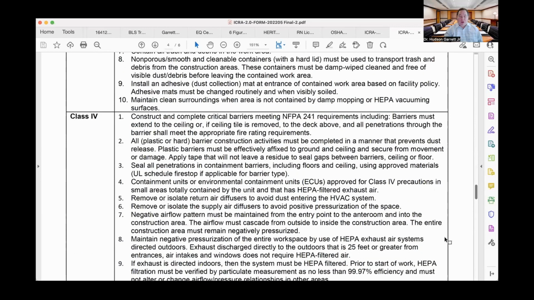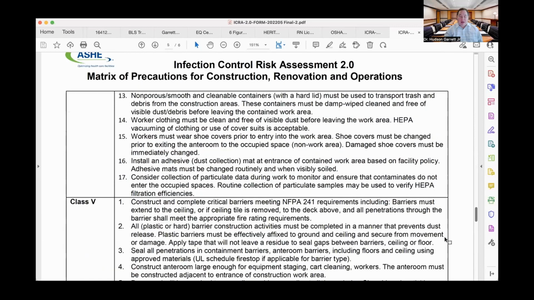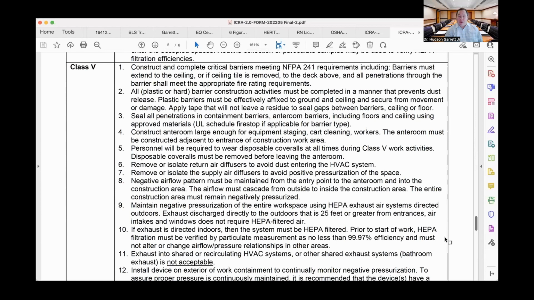on the left. And we know that this is going to be a class 5 here. So we're going to drop down here and look at all of the different things that should be triggered by this risk classification. Again, this should be a checklist that we're all using jointly, not just infection prevention, not just building services, but also the contractor.